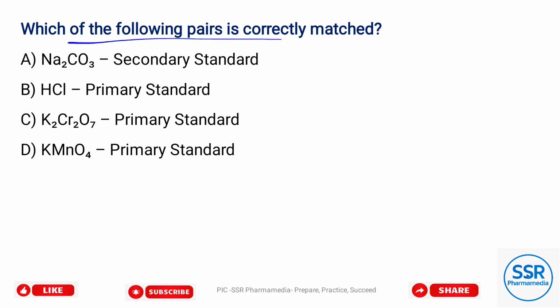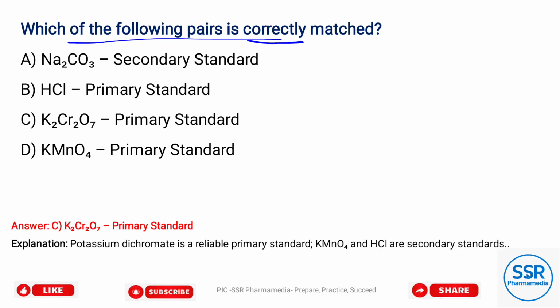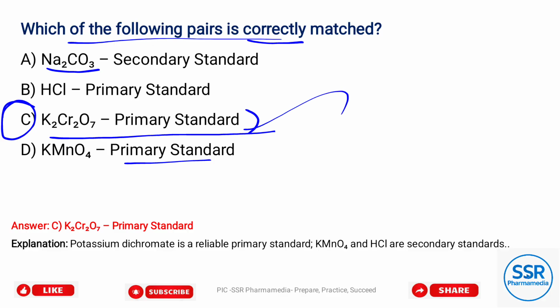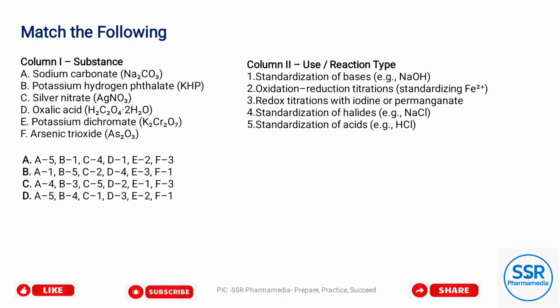Which of the following pairs is correctly matched? The answer is option C, potassium dichromate and primary standard. Sodium carbonate is a primary standard, hydrochloric acid is a secondary standard, and KMnO4 is a secondary standard, not a primary standard. Potassium dichromate is a primary standard. So C is the correct answer.